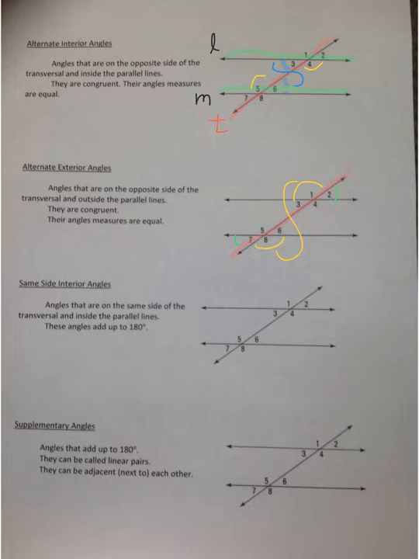Now, same side interior angles are angles that are on the same side of the transversal. And there's your transversal. But they are inside the parallel lines, and these angles add up to 180 degrees. So angles 4 and 6 are same side interior angles. So if angle 4 measured 130 degrees, angle 6 would measure 50 degrees because they add up to 180 degrees.